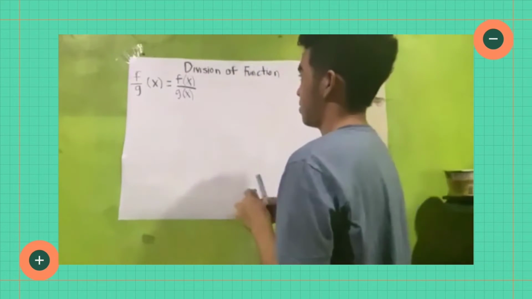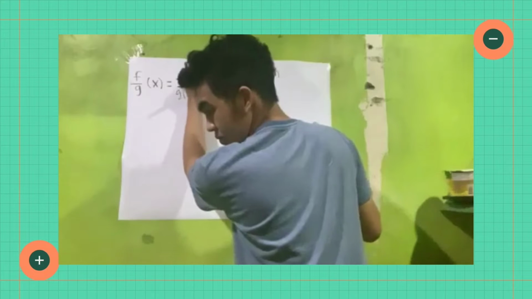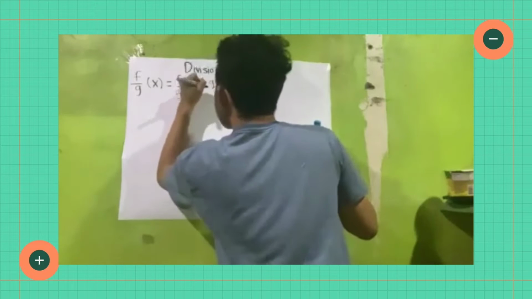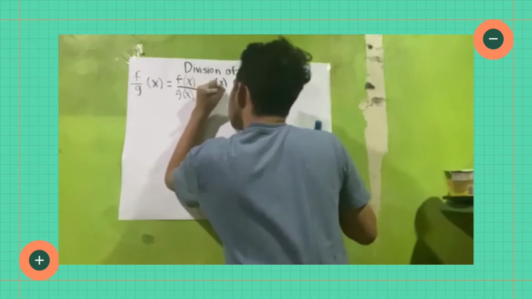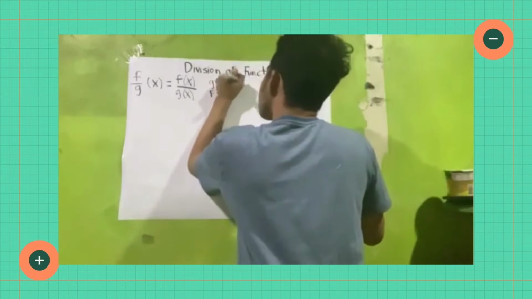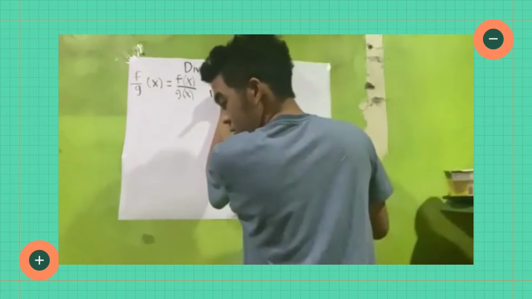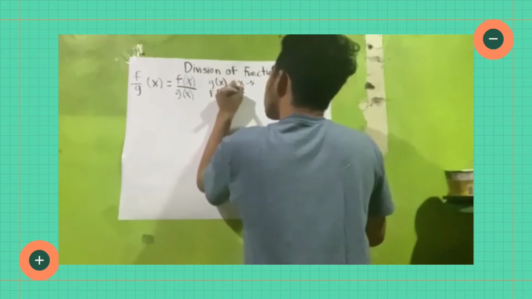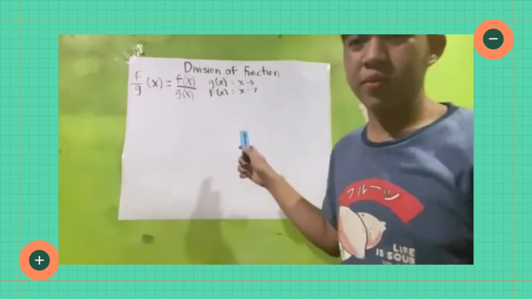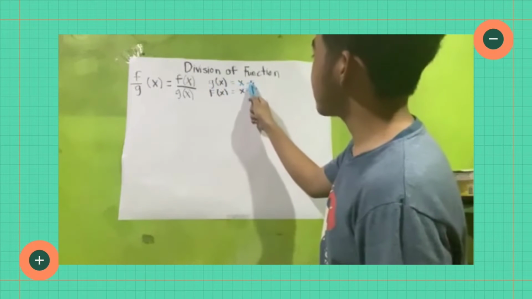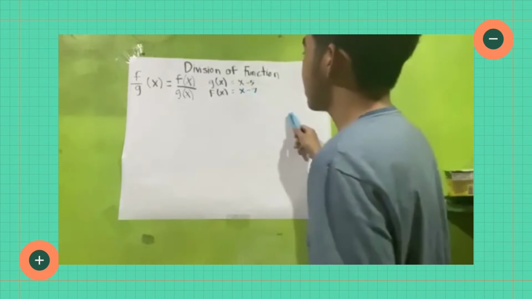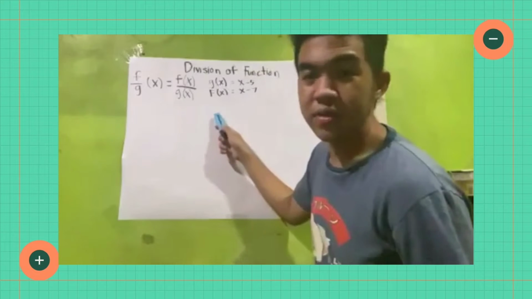For example, this is our example. g(x) equals x minus 5. f(x) equals x minus 7. And now, let us solve this problem.